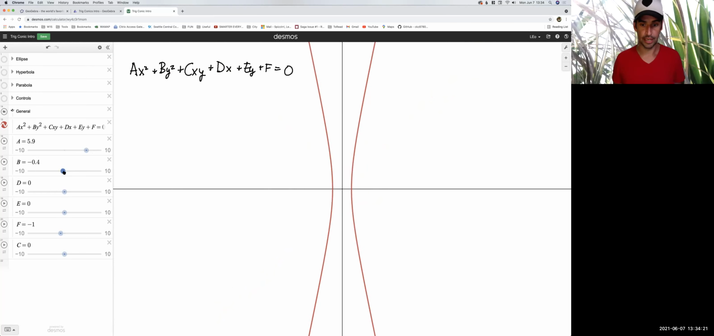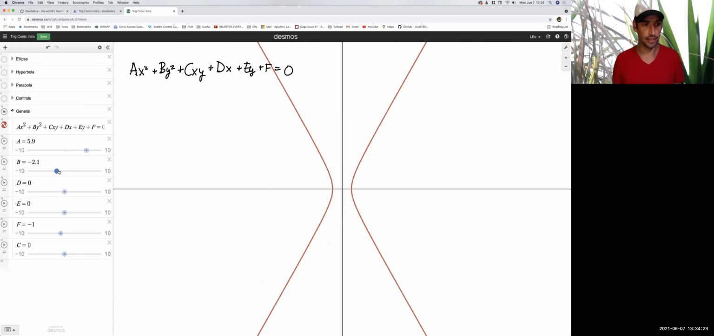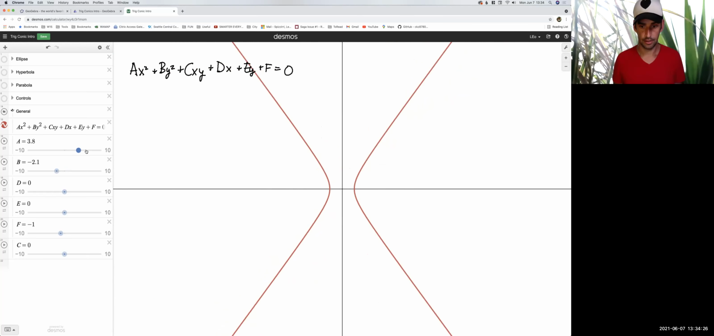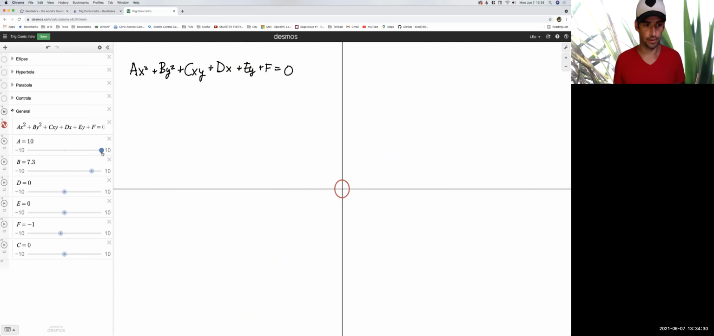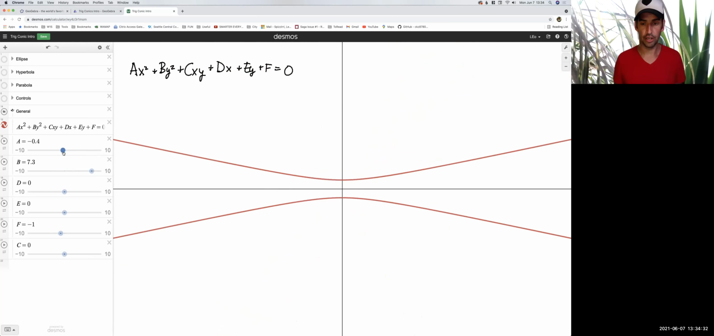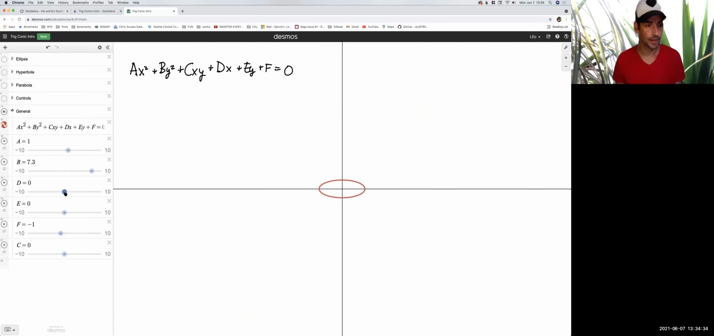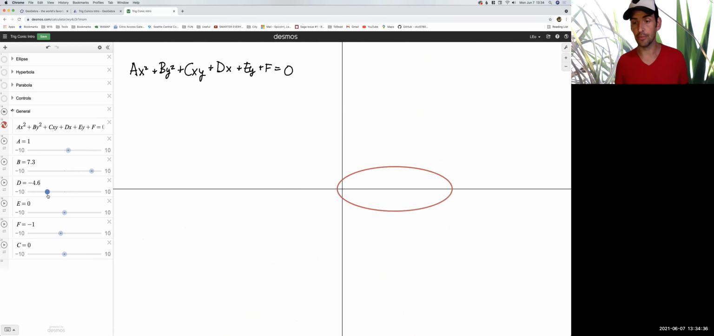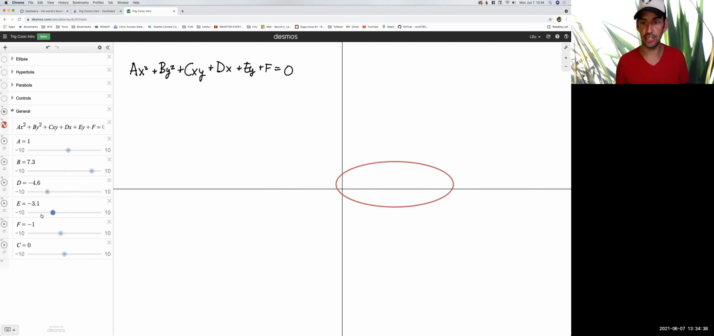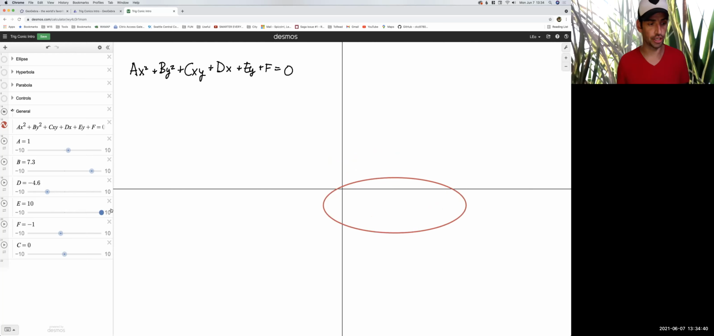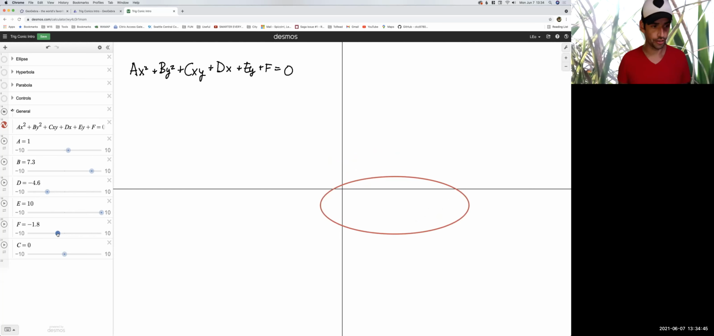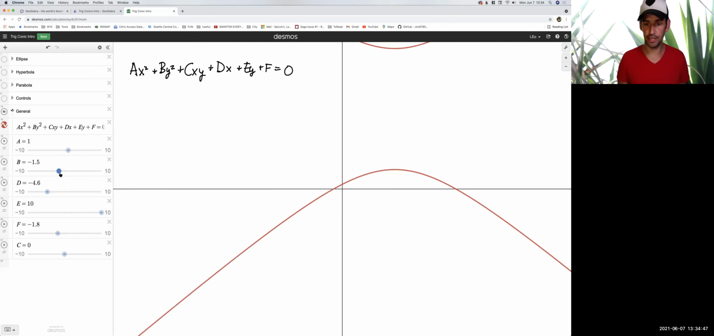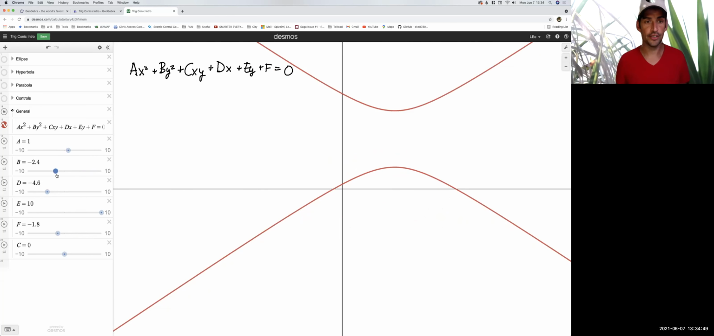If I change b, I can get different kinds of things happening. So we get all kinds of different shapes. If I change D, I can move it off to one side. If I change E, I'm moving it up and down as well as changing the side. If I move F, I change my size. Again, A and B can turn this into different kinds of things.